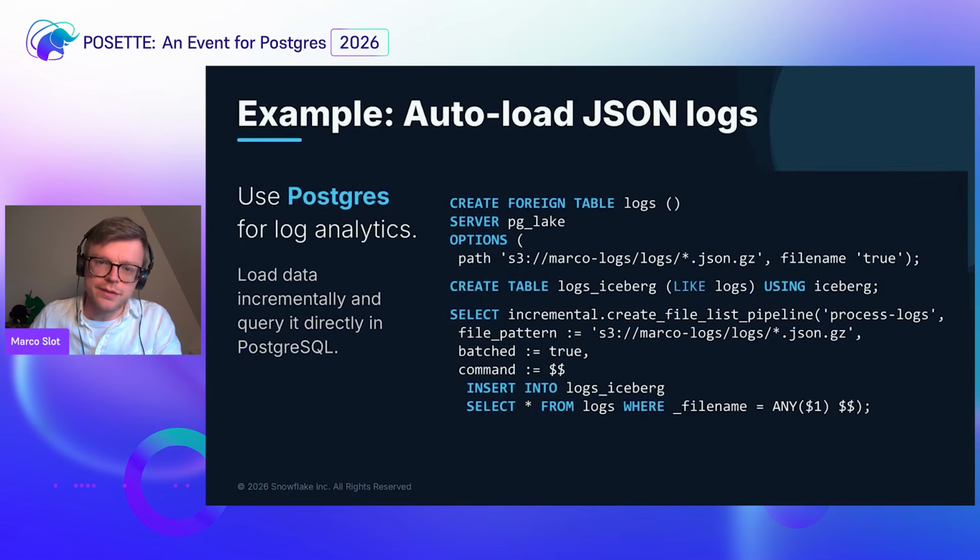And then with PG incremental, you can also create a file list pipeline where you say everything that follows this URL pattern, take all of those files and run my command. And it actually does it in smaller batches, so it does 100 files at a time. It will insert into the table and select from this foreign table where the file name is in this set of 100. And then once it's processed all of the files that are already there, it just periodically checks, are there new files? If yes, we'll run the insert select command again.